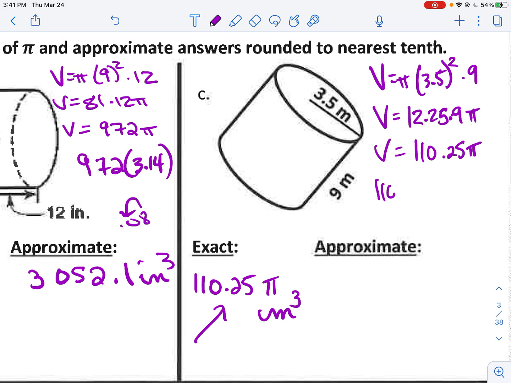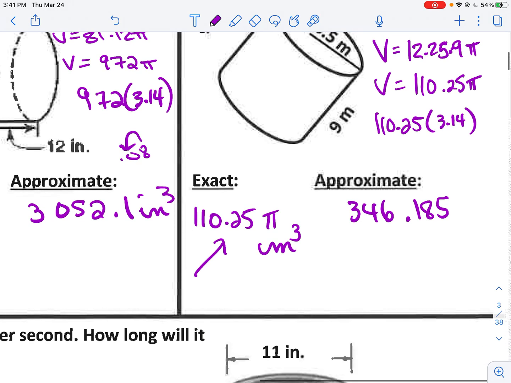So I'm actually going to leave it as the 0.25. Now if I approximate that, I'm going to take this and multiply it by 3.14 and I'm going to get 346 point. Okay, I'm actually going to write it out for a minute so that you can see this. If I'm rounding to the nearest tenth, I look at the number next door. That number next door is greater than 5, so I am going to round up, and then that is going to be meters cubed.